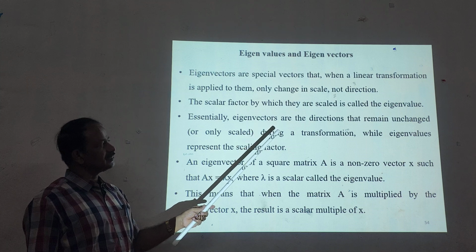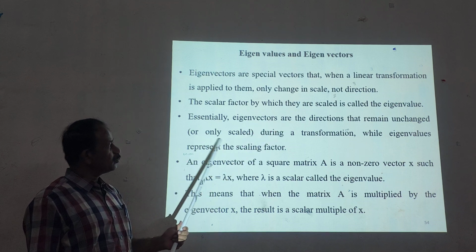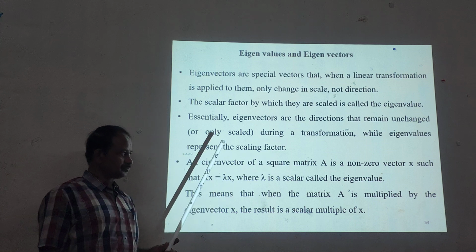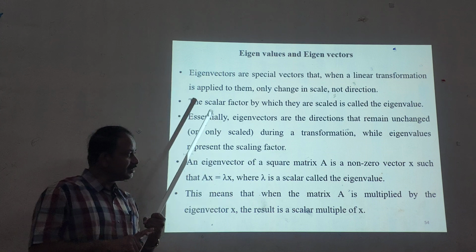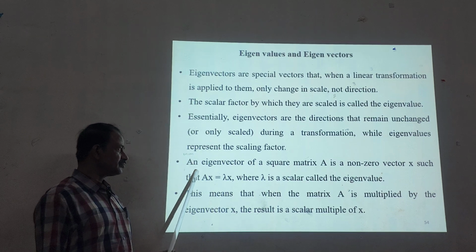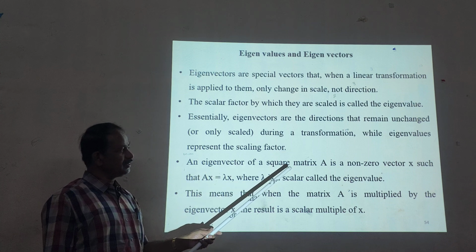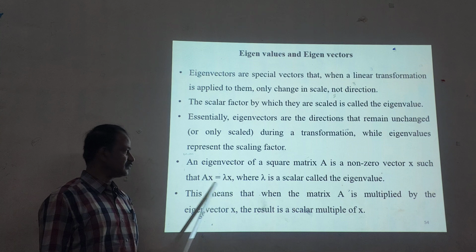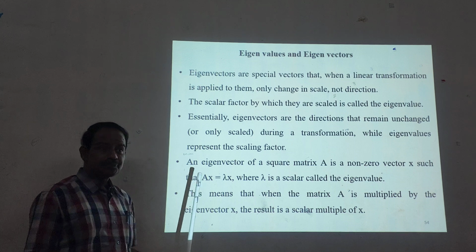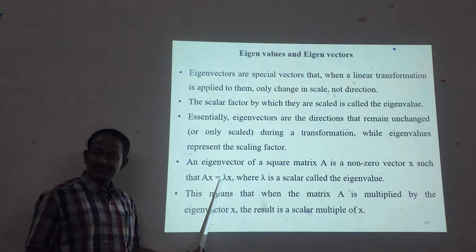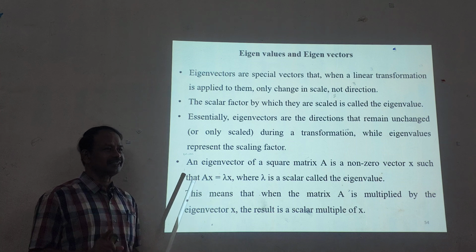Essentially, eigenvectors are the directions that remain unchanged or only scaled during a transformation, while eigenvalues represent the scaling factor. So eigenvalues are scaling factors, whereas eigenvectors show the directions which remain unchanged. An eigenvector of a square matrix A is a non-zero vector x such that Ax equals lambda x. This is the formula we are going to use, Ax equals lambda x, where A is a matrix, x is the eigenvector, and lambda is the eigenvalue.